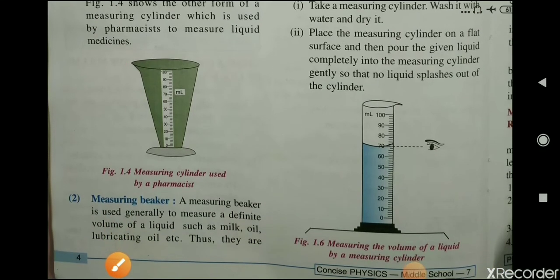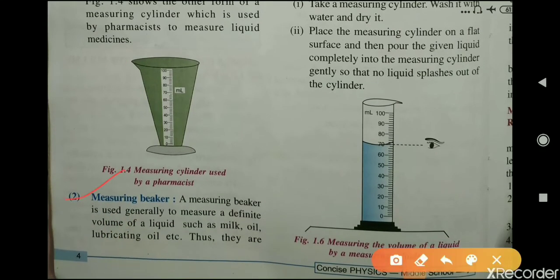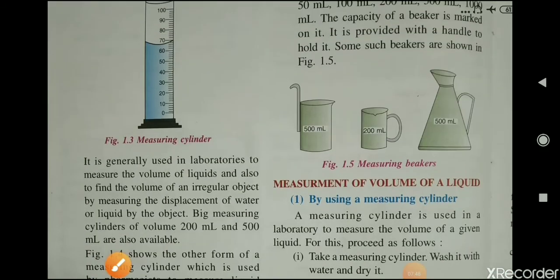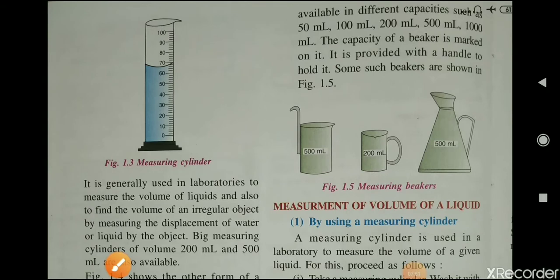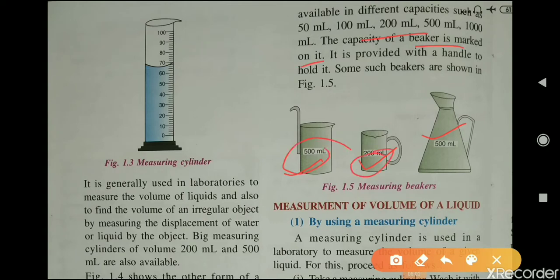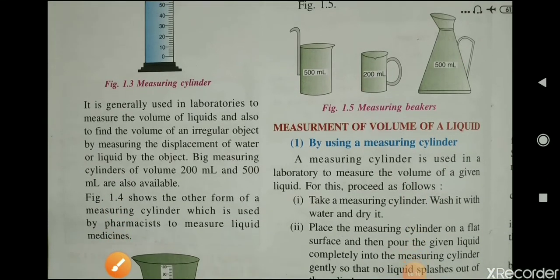Okay. Now the second is measuring beaker. Means with the help of measuring beaker, we can measure a definite volume of liquid such as milk, oil, lubricating oil, etc. They are available in different capacities such as 500 ml, 200 ml, 50 ml, 1000 ml also. The capacity of a beaker is marked on it. Means the capacity of the beaker is marked on the beaker. It is provided with a handle to hold it. Okay, so you can see the pictures of measuring beaker.